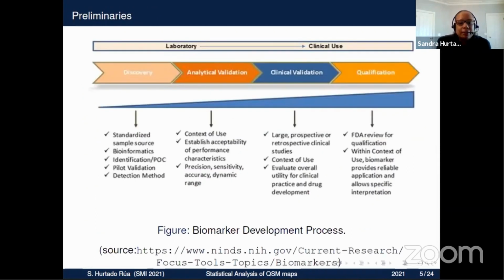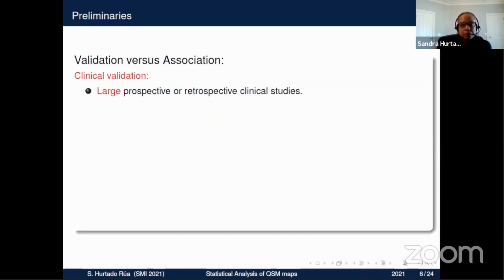So this is from NIH. It shows the steps of any biomarker. And I think we as statisticians have a lot of work. We do a lot of work with analytical validation, and a lot with clinical validation. This is more or less where we are: we want to use large cohorts to actually evaluate QSM in the context of clinical outcomes.